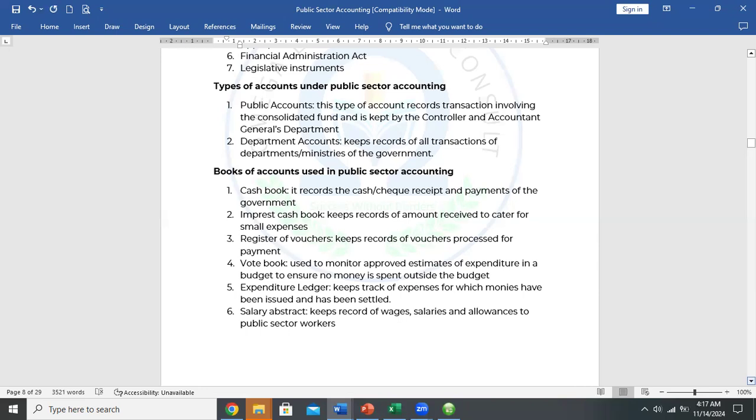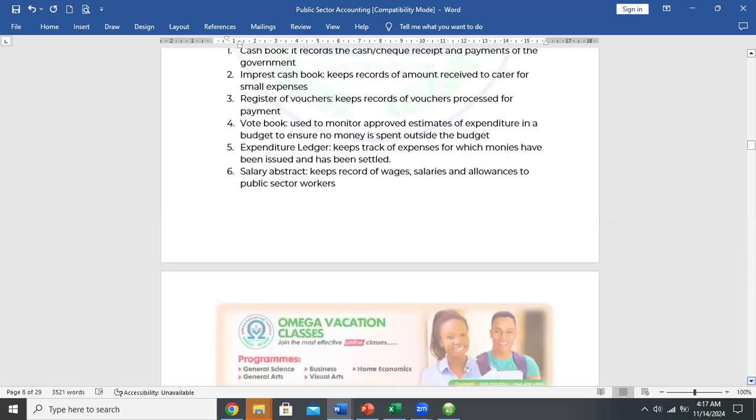Okay, then you have some of the books used in the public sector as well. You have the cash book, the imprest book, the register of vouchers. I think I'll speak about the vote book. In the public sector, when you hear vote, vote means that an approval has been given to make payment for certain expenditure, right? So the vote book is used to monitor the approved estimate of expenditure in the budget to ensure no money is spent outside the budget. Okay.